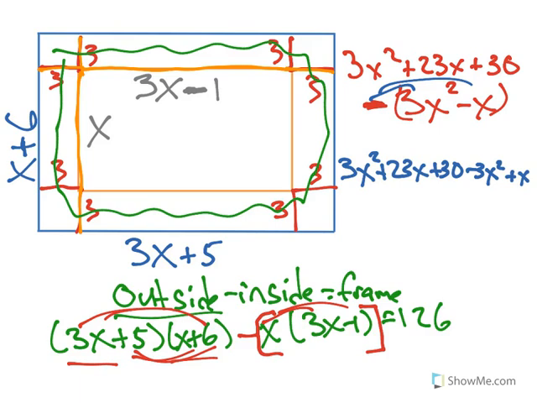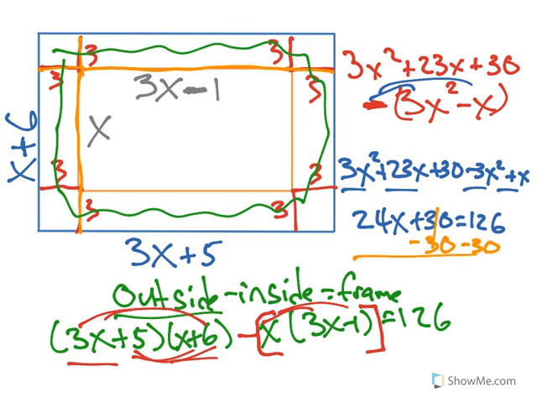I don't really have a lot of space to work here. So I've got 3x squared minus 3x squared, which is 0. Thankfully, that helps us. 23x plus x is 24x. Plus 30 equals 126. So I got a nice, easy two-step equation. Wasn't exactly easy to get it, but I have a nice, easy two-step equation. So that gives me 24x is equal to 96, which means that x is 4.